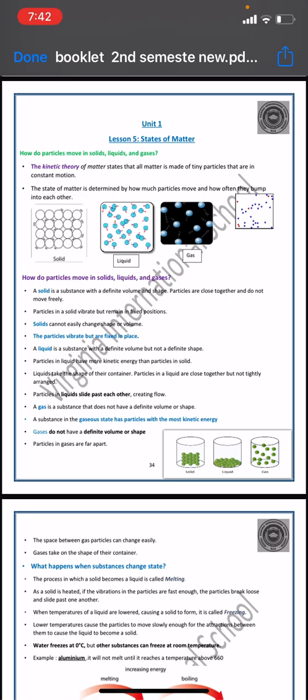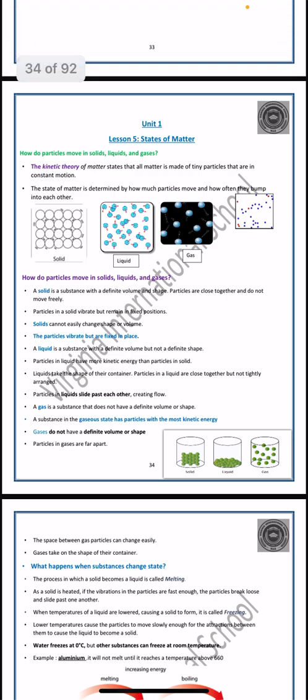We study that matter is anything around us that has a mass and volume. This matter has many states. It may be a solid, or maybe a liquid, or maybe a gas. So we have 3 states of matter: solid, liquid, and gas. Today we will learn more about the solid, liquid, and gas.